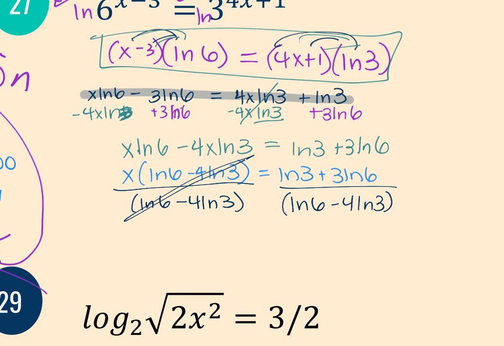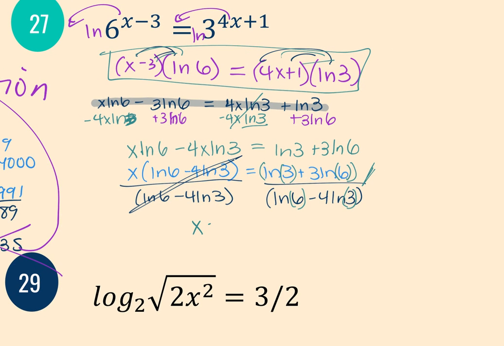And then we let the calculator do that whole thing. If you're going to do it all in one step, make sure you start the parentheses. Ln 3, I'm going to close my parentheses because it naturally opens them. Plus 3 ln 6, close my parentheses twice because it'll open them here. I need to close them here and then close them again for the numerator. Then do divided by, open the parentheses, ln 6 minus 4 ln, it opens this, we have to close it after the 3.